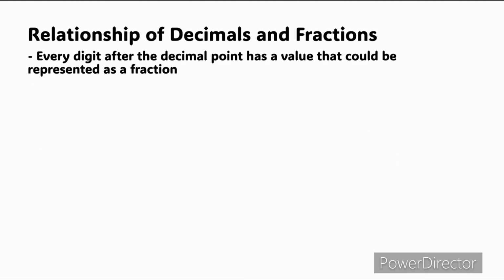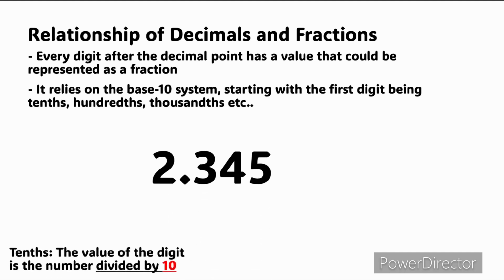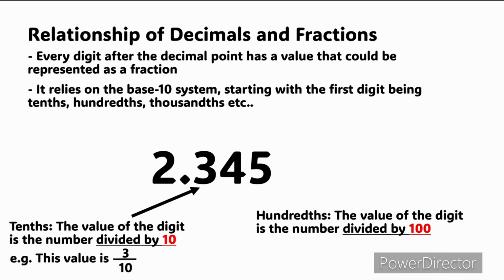Just saying, every digit after the decimal point has a value that represents a proper fraction. It relies on the base 10 system, meaning that the first digit represents a fraction with a denominator of 10. The second one represents 100, and so on. Take the example of this. 3 is the first digit after the decimal point. We call it tenths, and the value of this digit is 3 out of 10, as the digit 3 will be divided by 10. 4 is the second digit, which is referred as hundredths, with a value of 4 out of 100, as the digit is divided by 100.